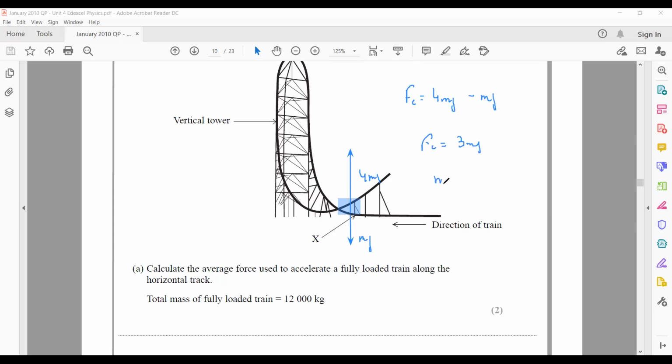And centripetal force is mv square over r. m will cancel with m. So v square over r is equal to 3g. So we have the speed at which it entered, which was 57. We have the gravity, so we can find the radius of this curved path. Is it clear, this part? The second part?